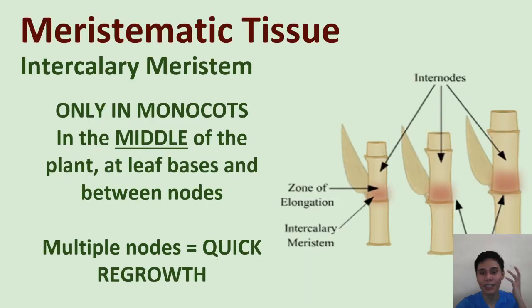That's because of the intercalary meristem. So this is only found in monocots like grass, and that's why they can grow very fast. So this is meristematic tissue found in the middle of the plant at the internodes or at leaf bases. So since there's multiple nodes in a stem of a plant and there's multiple places where you have intercalary meristem, this allows for quick regrowth or regeneration of the plant itself. So again, only present in monocots.